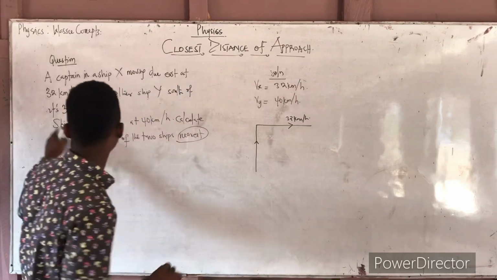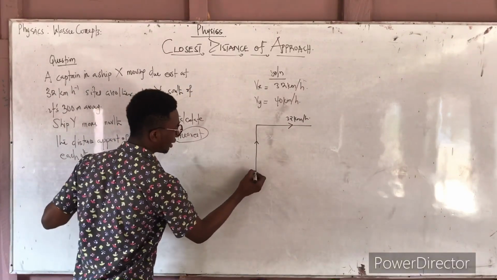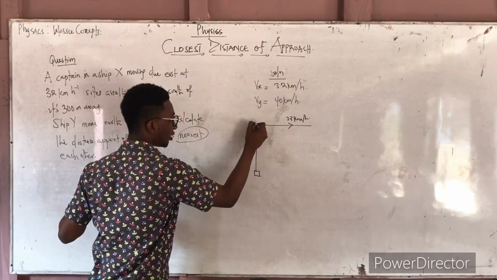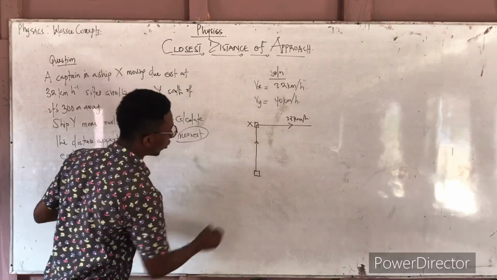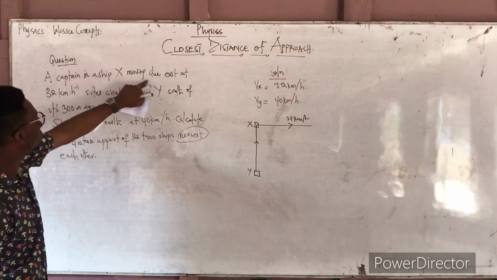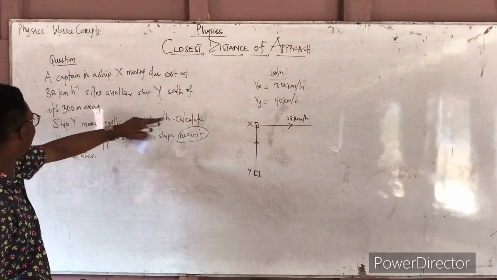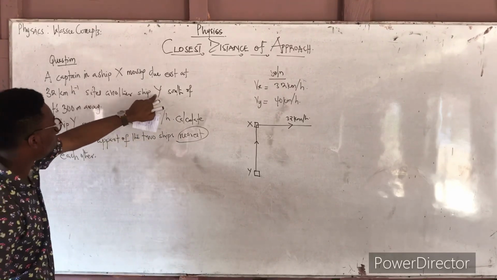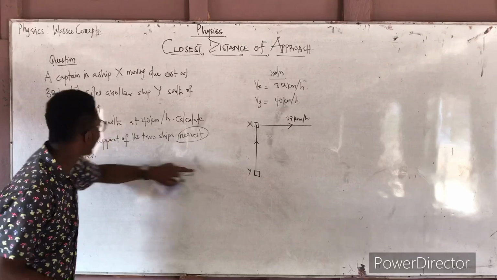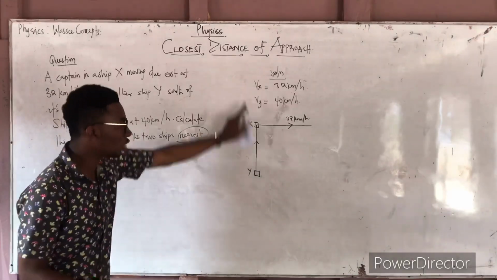Ship Y is here, which was at the south. So this is ship Y, and this is ship X. So to get the question well, that's ship Y. The captain in ship X is moving due east. That's the ship captain in ship X, who sees another ship at Y south. So Y is south of X. But the ship Y is moving due north, this direction.